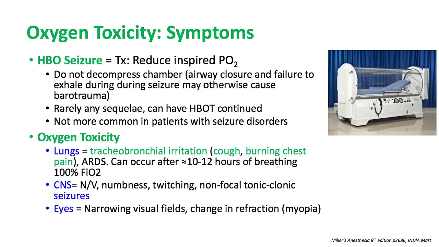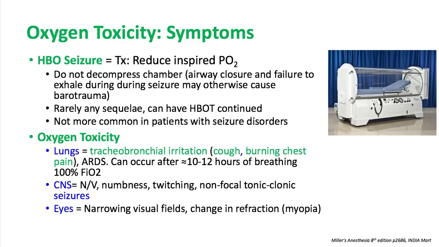Now, in patients that are given high concentrations of oxygen over long periods of time, they can get oxygen toxicity. It can occur in the lungs, the brain, and the eyes are the major targets. In the lungs, exposed to high concentrations of oxygen, such as 100% oxygen, for like 10 to 12 hours even, just a short period of time, they can have tracheobronchial irritation, and the patient will be coughing, they'll complain of burning chest pain, and even can get ARDS-like symptoms.